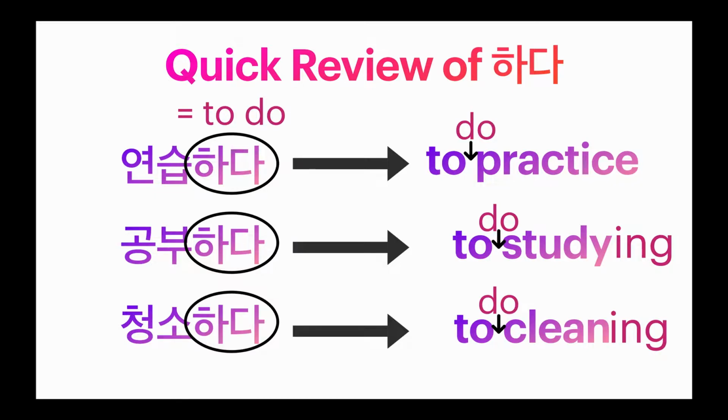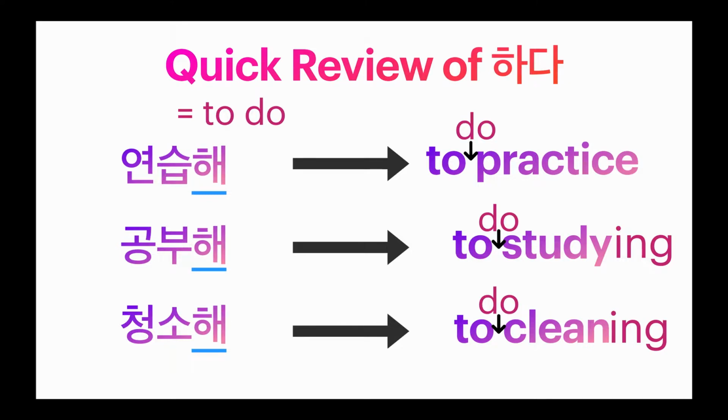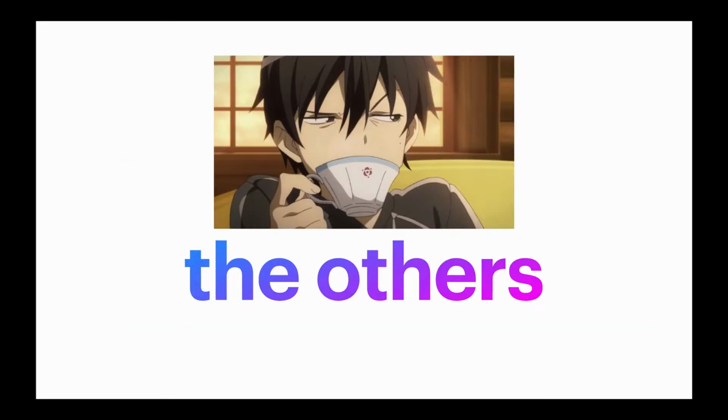And in order to conjugate 하다 verbs into the present tense, first you will drop 다, and then you will change 하 into 해. And finally, in order to make this polite, add 요. 연습해요. 공부해요. 청소해요. But what about those other verbs?